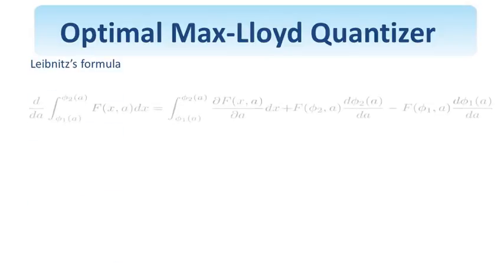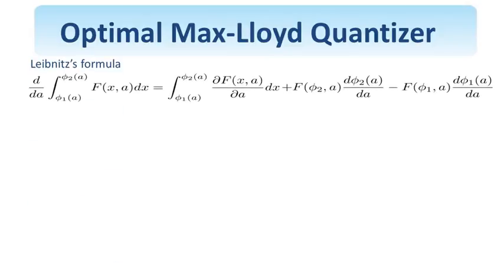We want now to evaluate the partial derivative of the variance of the quantization error with respect to the decision boundaries. Things become a bit more complicated simply because the decision boundaries appear as the limits of integration. We need therefore a formula to let us know how to carry out this differentiation, and this formula is due to Leibniz.